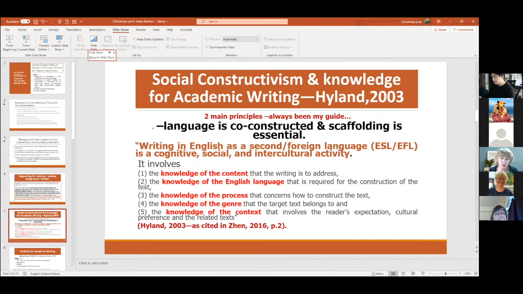these two main principles have always been my guide as a teacher. Language is co-constructed and scaffolding is essential. And I think that's really basic, that everyone knows and does that, but how do we have them co-construct the language? How do we scaffold them? What are the best ways?